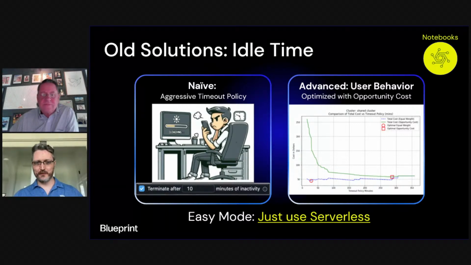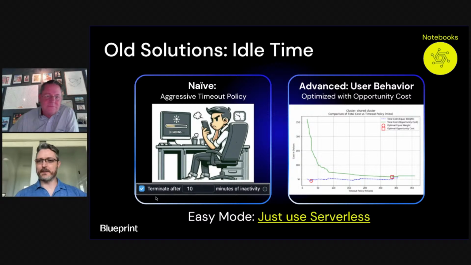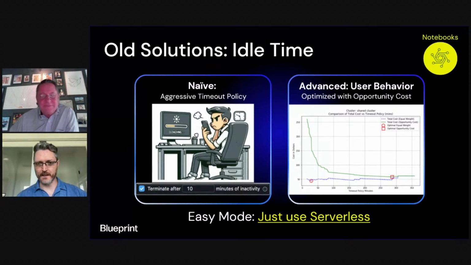So the super naive old solution that you see a lot of is, well, we'll just implement really aggressive timeout policies. Like you see at the bottom here, terminate after 10 minutes of inactivity. And everyone who does that will immediately see in their next Databricks bill that costs go down. That does work. But the reason we call this naive is you've shifted the cost somewhere else and you've made it bigger.